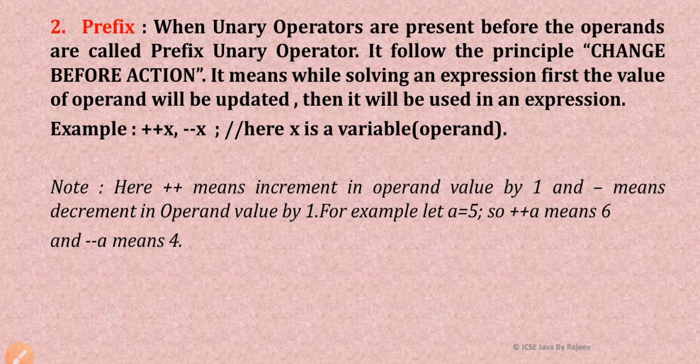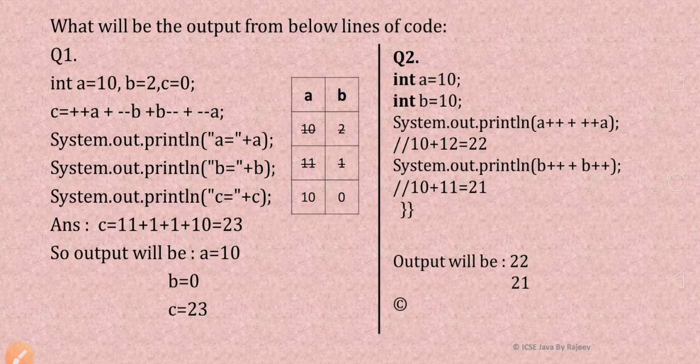Here plus plus means increment in operand value by 1 and minus minus means decrement in operand value by 1. For example, a equal to 5. So plus plus a means increment by 1, so it will become 6, and minus minus a means decrement by 1, so 5 minus 1, 4. So this is the general explanation about these two unary operators. Let us see these two examples.